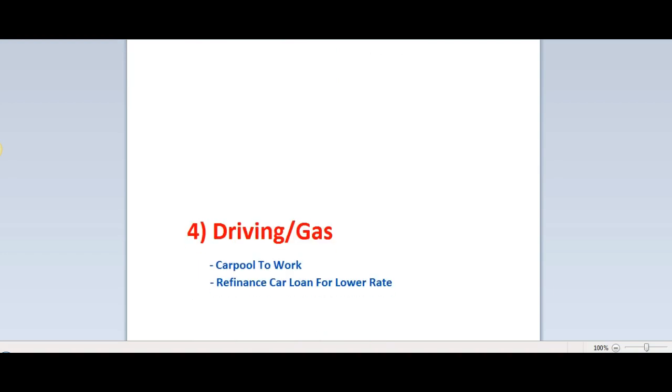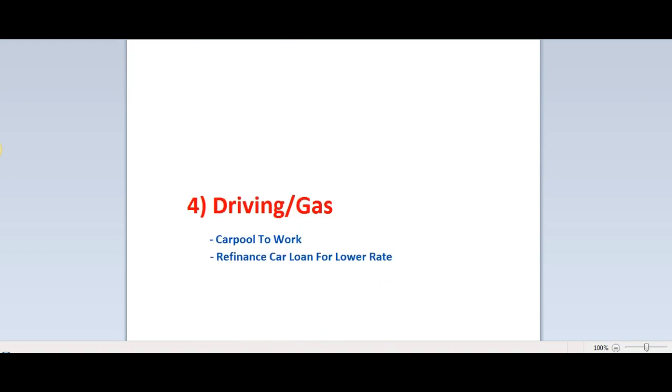Moving on with gas and driving. One thing that's great with being full time working from home, I obviously do a lot less driving, because I was driving an hour to work each day, to and from when I was going there. Consider carpooling if you've got people that live near you that work the same job. Consider refinancing if you have a loan for your car, for a lower rate, as long as you don't add too many years to that. Depends where you're at as far as your payments are. That's just something to consider, because gas prices are not as bad as they were a few years back, but they're creeping up again.